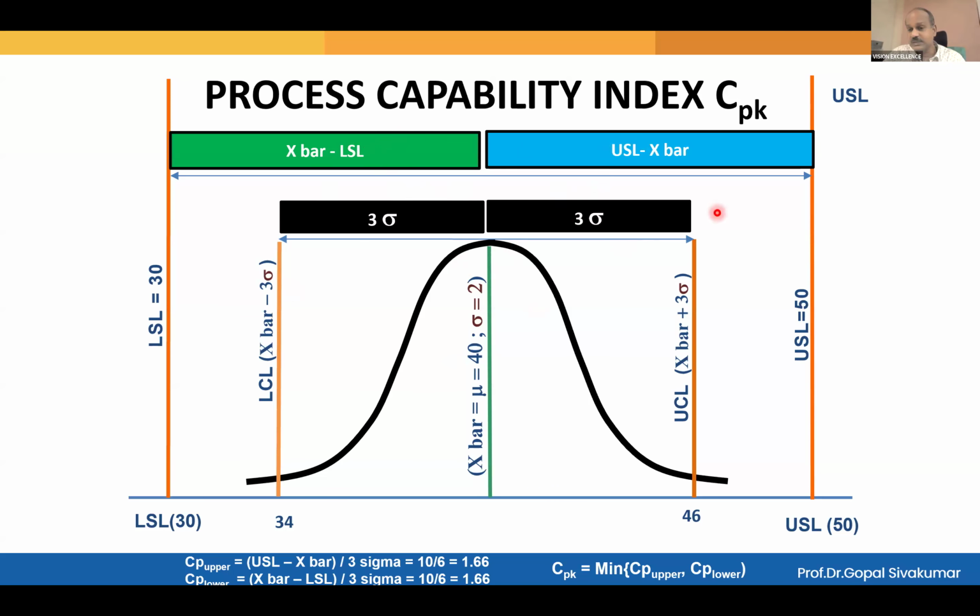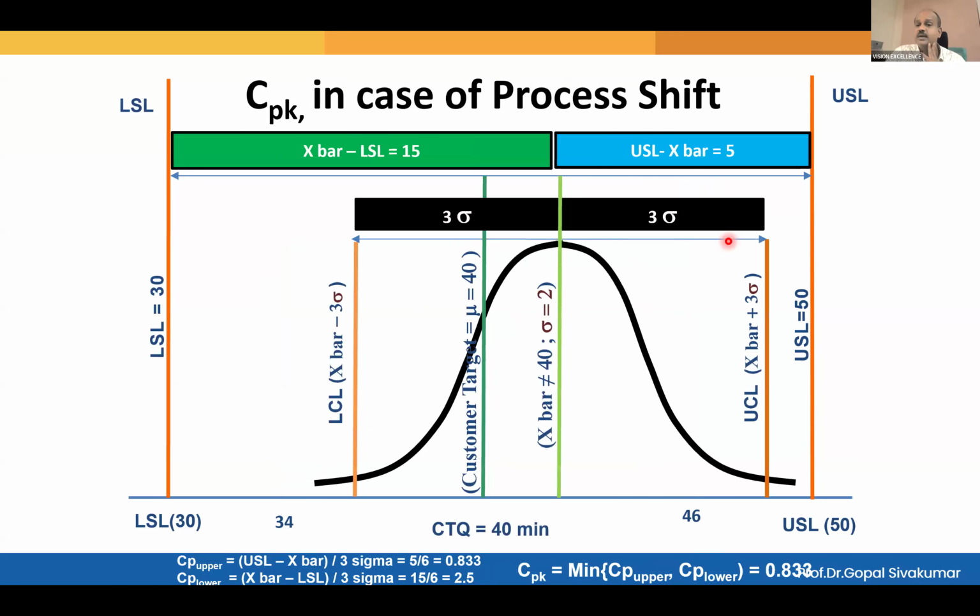So whichever side my process is shifting, that side's CP value is taken. If it is the right side, CP upper will be assigned to CPK. If it shifts leftward, CP lower will be assigned to CPK. Clear, all of you? Now see, which one will be assigned to CPK? CPK will now be equal to what? CP upper. Very simple.